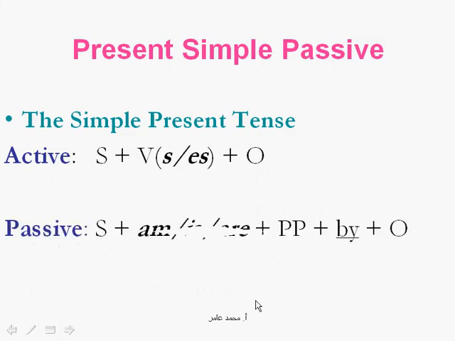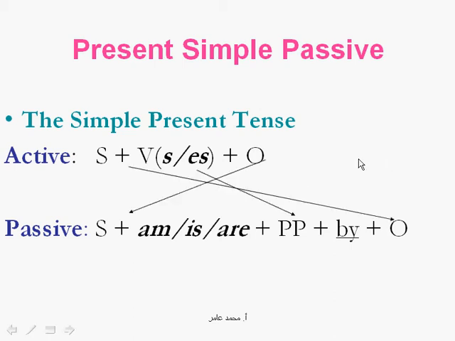Now let's begin with the present simple passive. The simple present tense in the active voice, as you can see, starts with the subject as we have just said, and then we have the verb, and the verb in the present simple tense usually ends with s or es, with the singular, or the main verb or the infinitive with the plural or with I. Then we have the object.